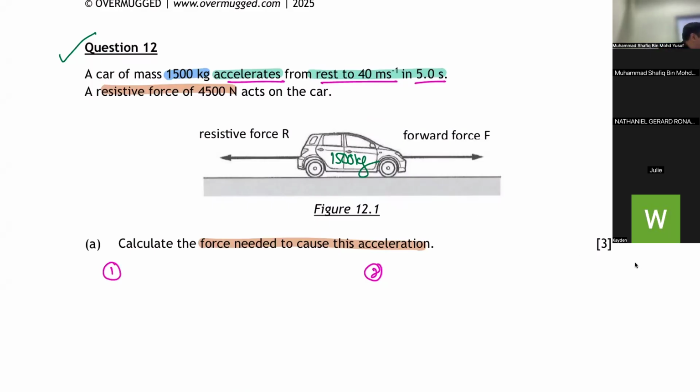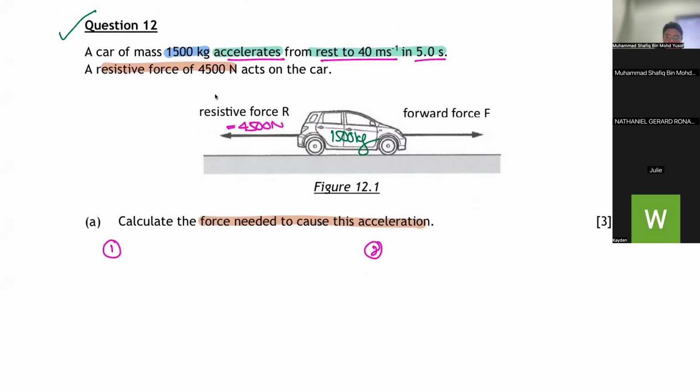Okay. For this one, please take note. They have provided quite a bit of information here. They told you we have a mass car of 1500 kg, accelerate from rest to 40 meter per second. And then we have some resistive force, which is 4,500 Newton in this case. Okay. So firstly, they want you to calculate what is the force needed to cause this acceleration.